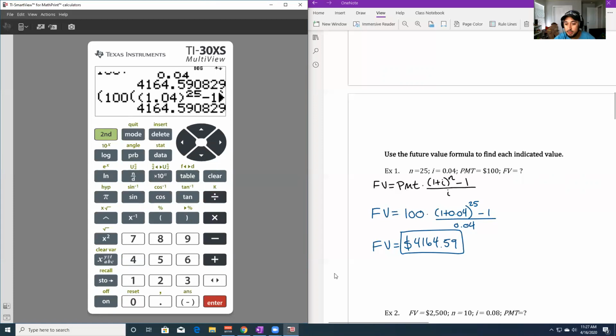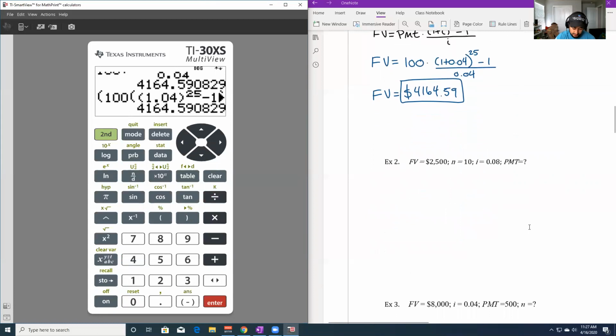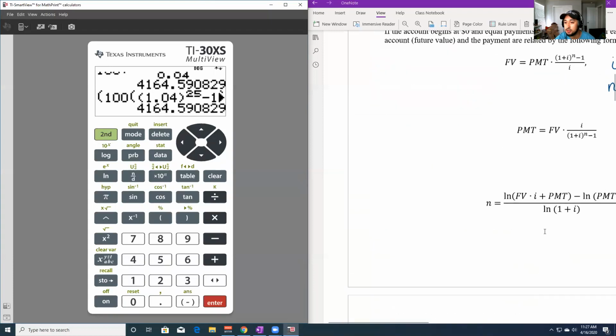All right. So now we're going to come to example 2. And for example 2, they give us future value is 2,500, n is 10, I is 0.08. What is the payment? So now we are looking for the payment. So we're going to use the second formula that's up here. Okay. So I'll write it down below.